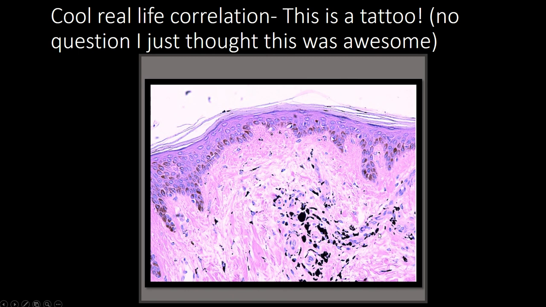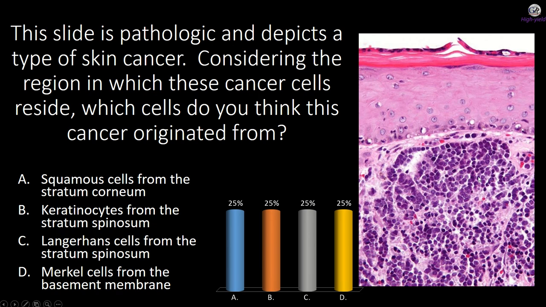Okay. So a really cool correlation. This is ink that is deposited in the dermis of the skin of a tattoo. I just really liked this when I found it, and I had to add this in there. So there you go.